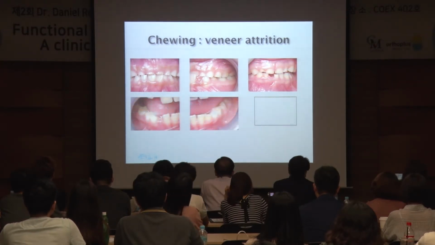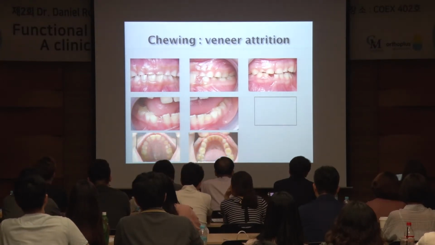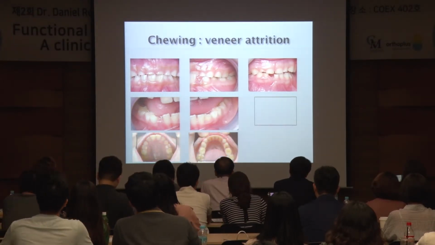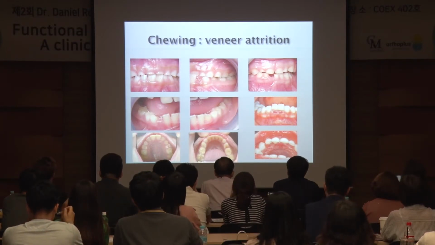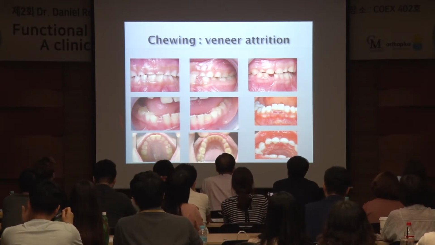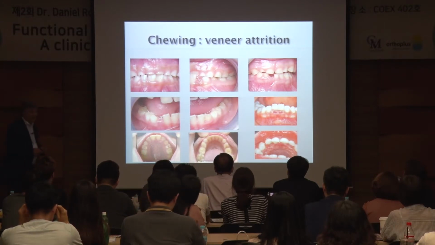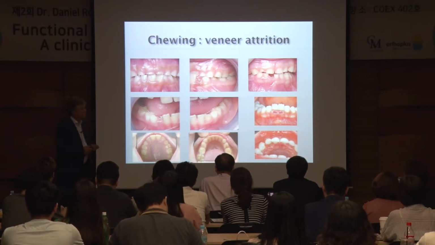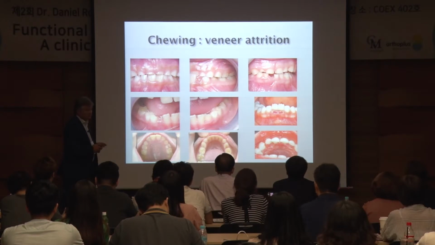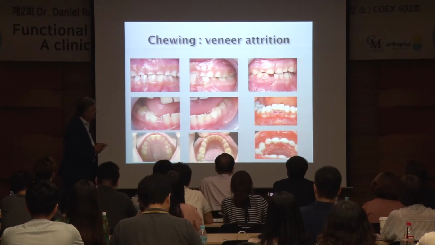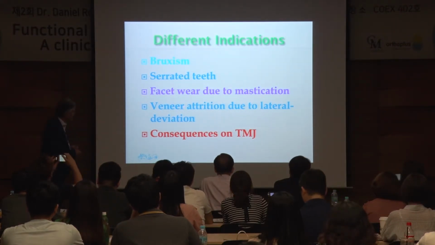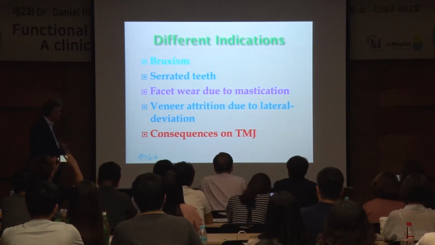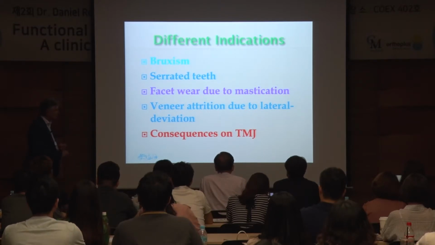Bruxism treatment. 이갈이 could be chewing, veneer attrition, 저작에서 치면이 관련된 real bruxism. You think the young patient doesn't brux? Like adults. 어린이들도 이갈이 하죠. Could be serrated teeth, facet wear due to the mastication, veneer attrition due to the lateral deviation. Here you have some consequence on TMG.